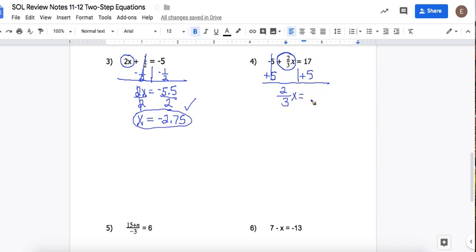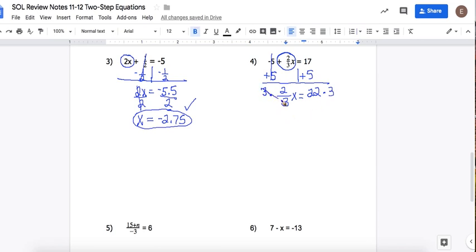And 17 plus 5 is 22. Now there's another way to do this, but I'm going to show you one way because a lot of people don't remember the other way. So the opposite of division is multiplication. Okay, so we're going to multiply both sides by 3 because the opposite of dividing by 3 would be multiplying by 3. And let me show you what happens here.